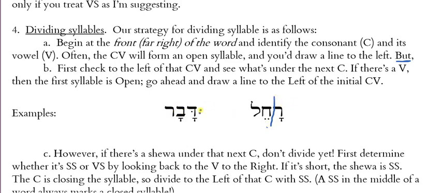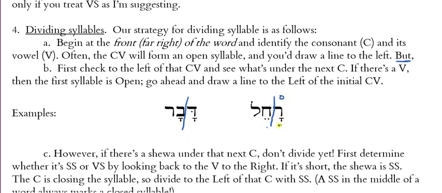Okay? Let's take a look at this next one. Here's my first consonant and its vowel. I'm going to look at the next consonant. If there's a vowel under it, then this first consonant-vowel is open, and I can go ahead and draw my line here. So ra, chel, da, var. This consonant-vowel is open.